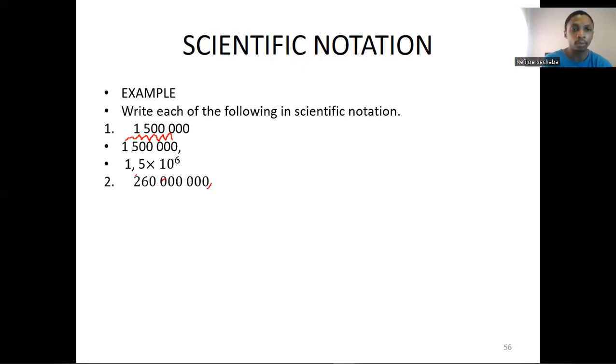Let's count it. 1, 2, 3, 4, 5, 6, 7, 8. So for 2 to be before the comma, I'm going to move it 8 times. That will be the exponent of 10. It will be positive because I'm moving the 2 to the right. Okay, so I'm going to have 2.6 times 10 to the exponent of 8. We good? Try this on your own.